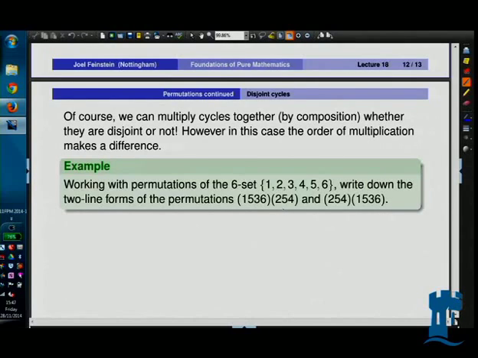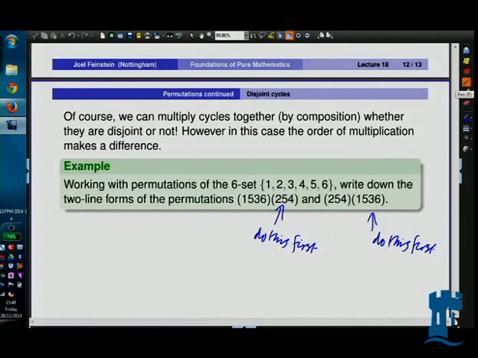Remember, the one that's on the right gets done first. Okay? So you do this one first. This time you do this one first. Remember, you're composing functions, and that means the function on the right gets done first.